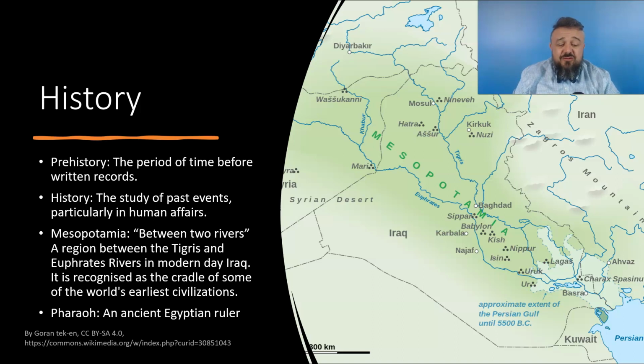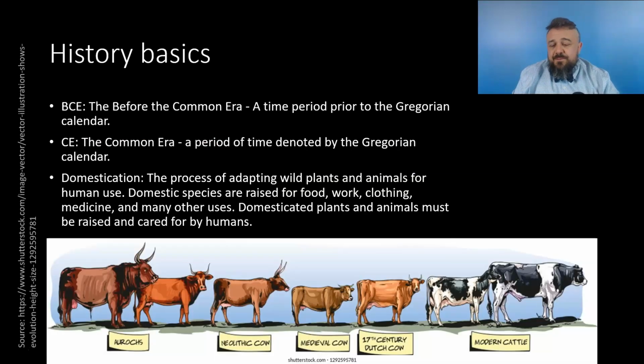Mesopotamia means two rivers, and this is the region we have here. It's between the Tigris and the Euphrates, in the middle of what is modern day Iraq. This is recognized as the cradle of some of the world's earliest civilizations. And then we have a pharaoh, which is an Egyptian ruler. And again, that'll come up in a little while.